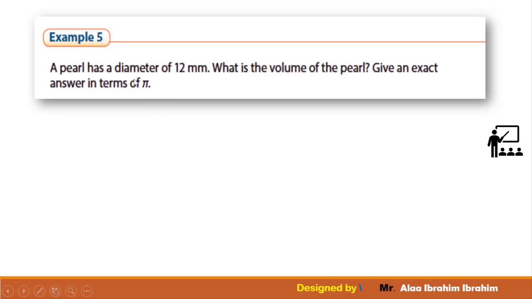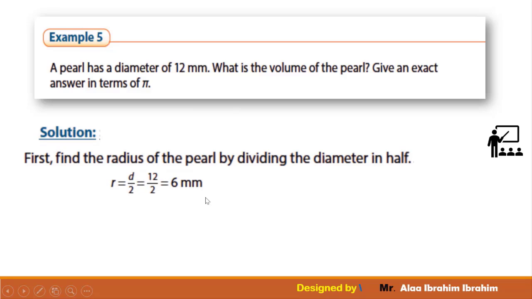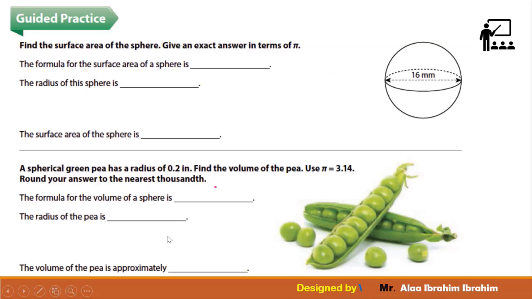But here I'm dealing with diameter. No, I need to deal with radius. We took it before, like in example 2, and in the other lessons. So we have to divide my diameter by 2. So this is my radius, 6 millimeters. So I change the volume with these values. Then I have my volume.